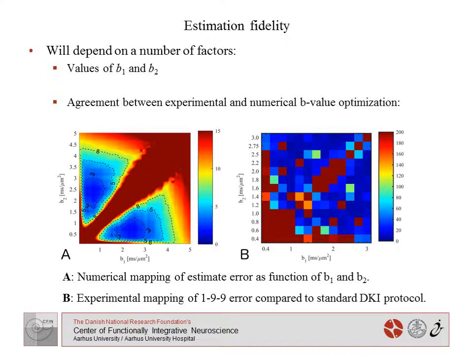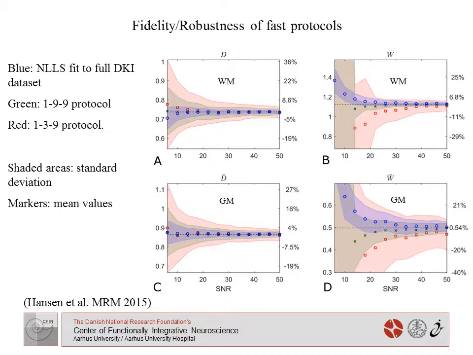Estimation fidelity will depend critically on the choice of the b values b1 and b2. Here we show results from a numerical b value optimization and an experimental b value optimization. This is A and B respectively. The error landscape shows the combined error on the estimate of mean diffusivity and mean kurtosis, and we see that the overall structure of the two landscapes is the same, and that a low error region is present in both cases for b1 equals 1 and b2 around 2.5 in appropriate units.